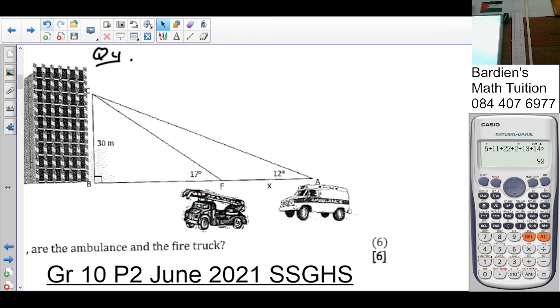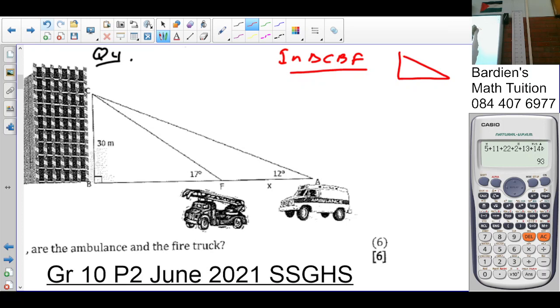So it's two triangles we're working in. So we say in triangle CBF. Just do this to make it easier for you to see, okay? So I'm going to calculate BF. BF is what to the angle? The adjacent side. Which trigonometric function is adjacent and opposite? Tan. So tan 17 equals opposite, which is 30, over BF.